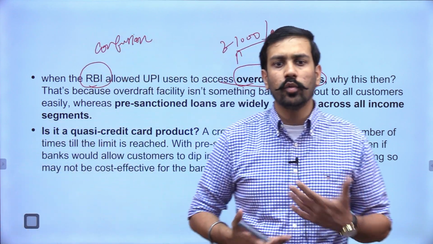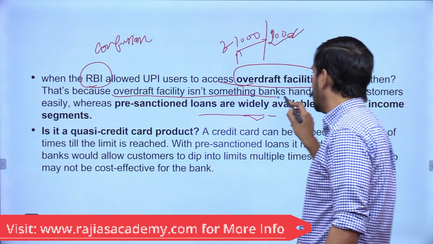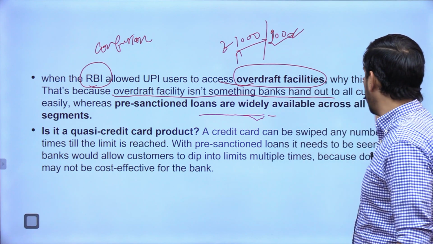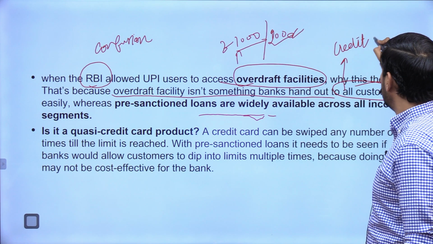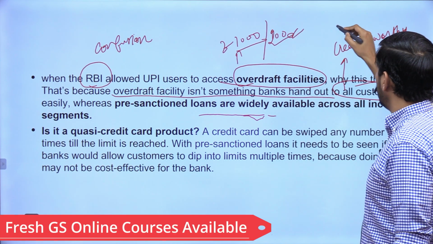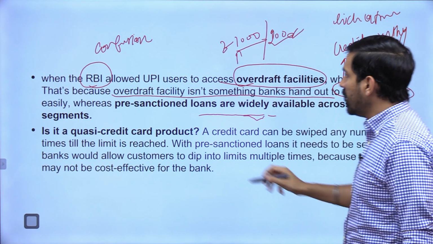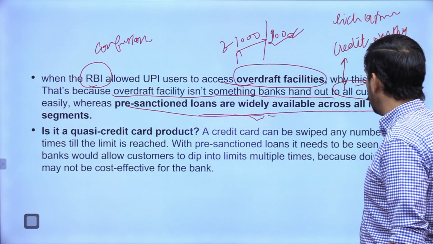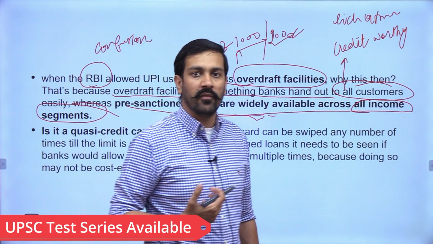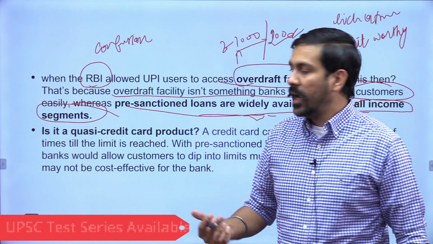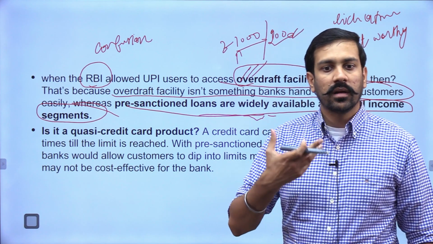It is similar to an overdraft facility, but it is stated that an overdraft facility is not something that the bank gives to all customers. It is only given to very credit worthy or rich customers, whereas pre-sanctioned loans are widely available across all income segments. This facility will be available to every individual, and the overdraft facility is only available for credit worthy customers.